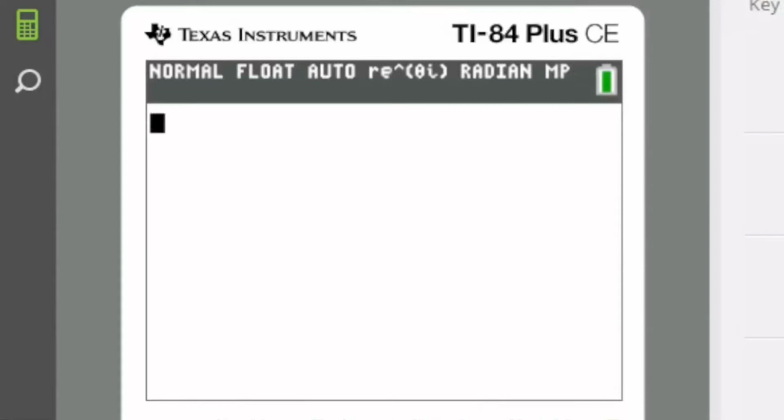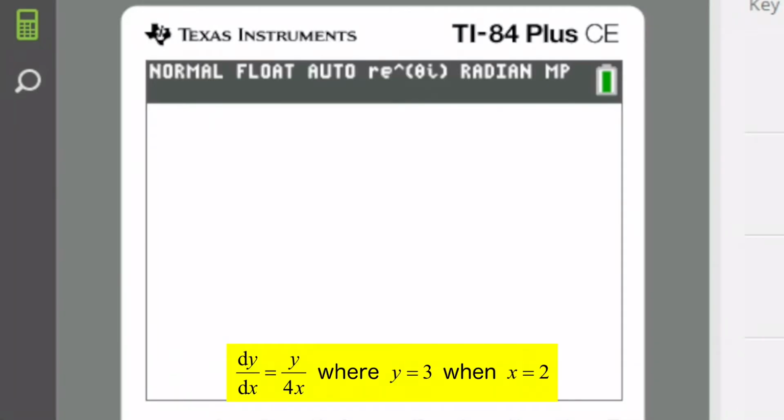In this video, we are going to have a look at how to use TI-84 to solve a differential equation by using Euler's method. We will look at one differential equation example such that it has one independent variable and one dependent variable. So this differential equation is given by dy over dx equals y over 4x, where the initial condition is y equals 3 when x equals 2.